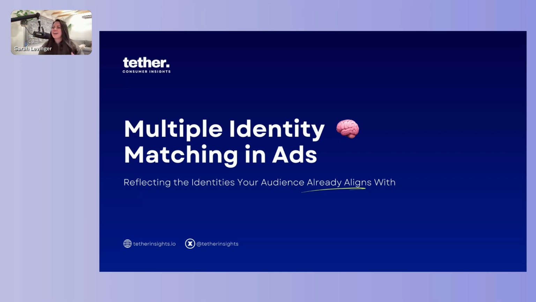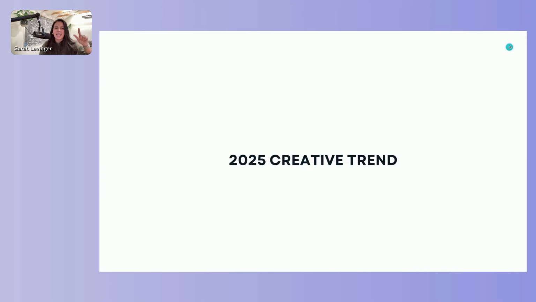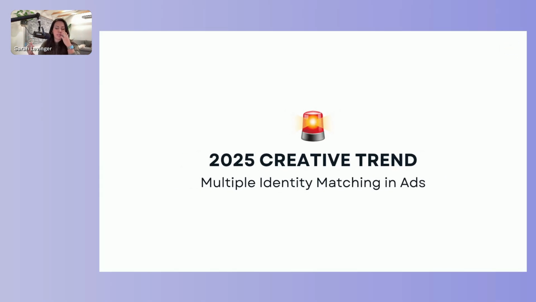So, one of the biggest, I would say, creative trends that I'm seeing currently coming up in the space today in 2025 is multiple identity matching. Multiple identity matching in ads. So we're going to go over what this means, why it's really important, especially for 2025 creative, especially if you're going to go after the volume game, and how to kind of build your own, what would you call it, like avatars or archetypes, so that you can take all of these identities that exist inside your TAM and then apply it to your ads and see better results.